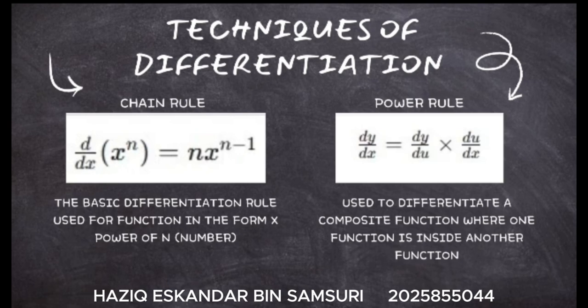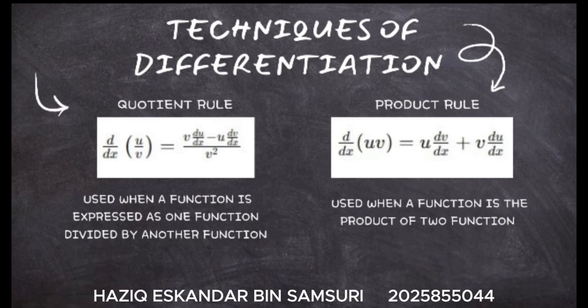Chain rule is the basic differentiation rule used for function in the form x power of n, which is a number. Next, power rule. Power rule used to differentiate a composite function where one function is inside another function. Next, quotient rule. Quotient rule used when a function is expressed as one function divided by another function. Next, product rule. Product rule used when a function is the product of two functions.